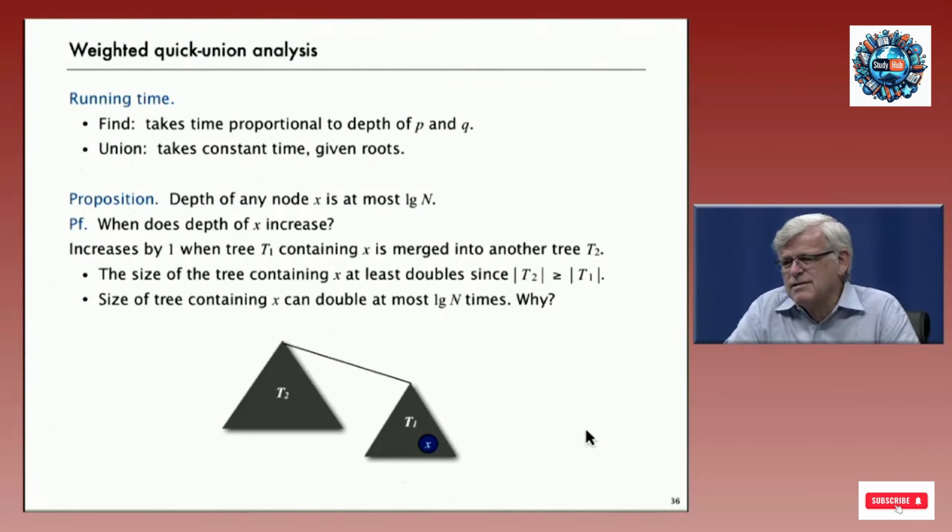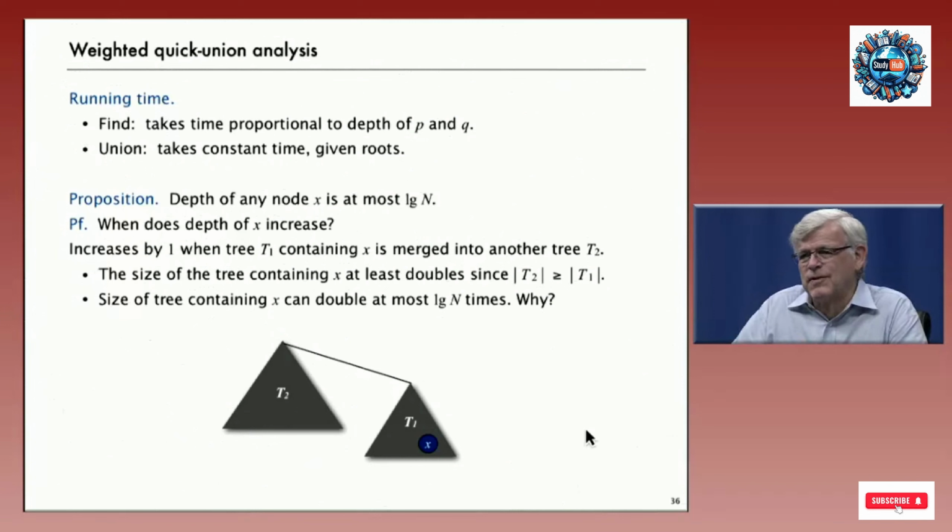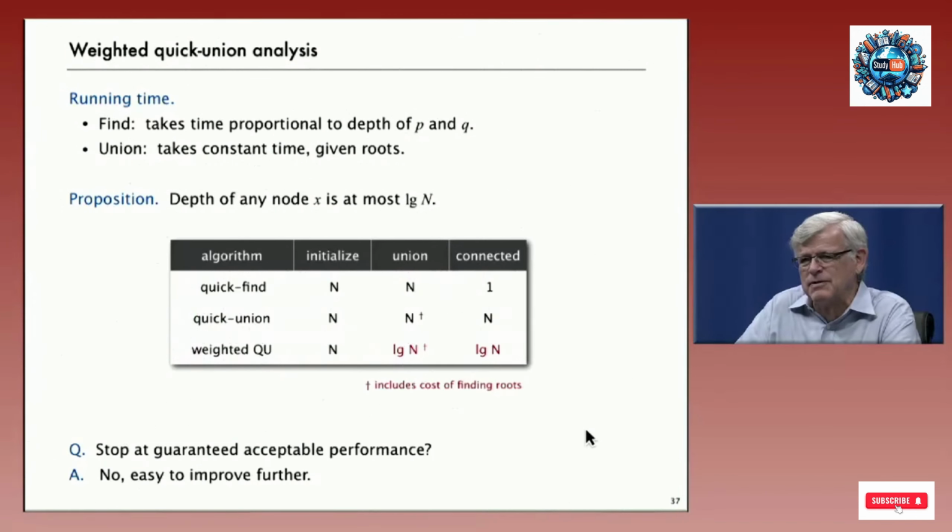So when the depth of x increases, the size of its tree at least doubles. So that's the key, because that means that the size of the tree containing x can double at most log n times, because if you start with 1 and double log n times, you get n, and there's only n nodes in the tree. So that's a sketch of a proof that the depth of any node x is at most log base 2 of n, and that has profound impact on the performance of this algorithm.